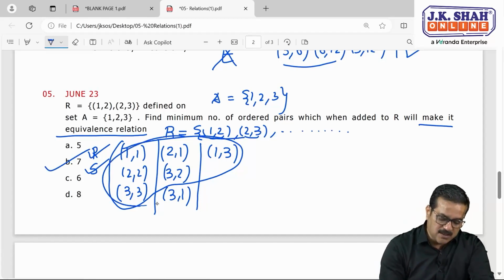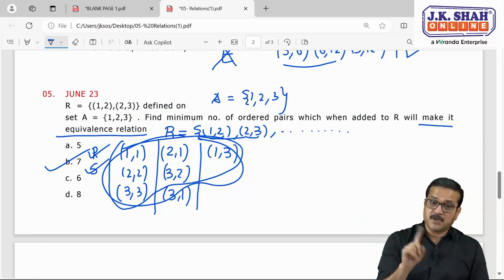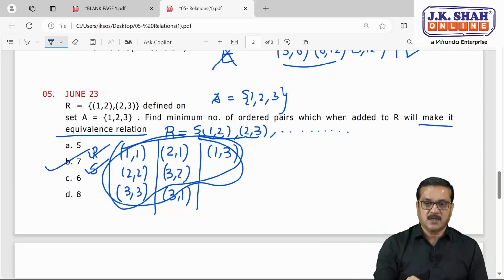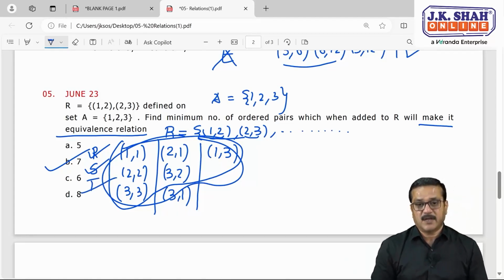जब ये 2 और ये 7 मिल जाएंगे तब आपका R will attain what? Equivalence. क्योंकि 1, 1, 2, 2, 3, 3 आ गया तो रिफ्लेक्सिव हो गया. 1, 2 है, 2, 1 है, 2, 3 है तो 3, 2 है. And then I'm putting 1, 3 to make it transitive. 1 से 2, 2 से 3 तो मैं 1, 3 डाला ट्रांजिटिव करने के लिए, तो वापस जाके 3, 1 भी डाल दिया. All 3 now get satisfied and therefore your R now attains equivalence.